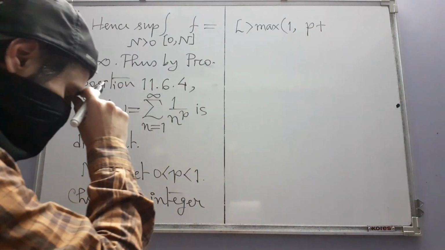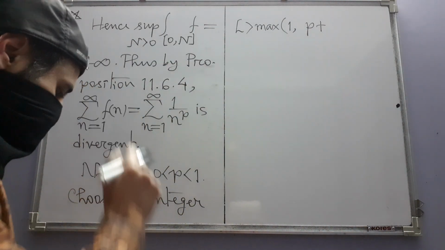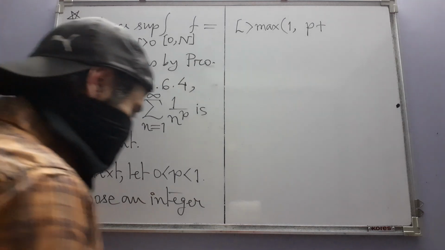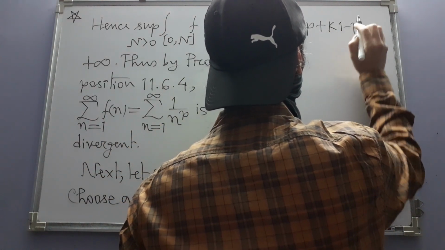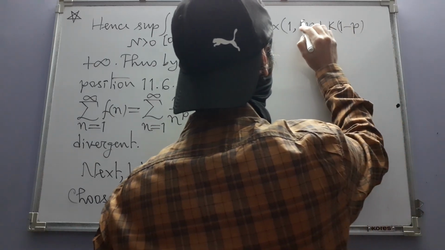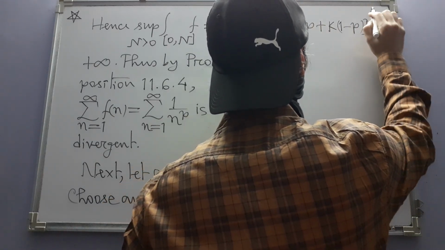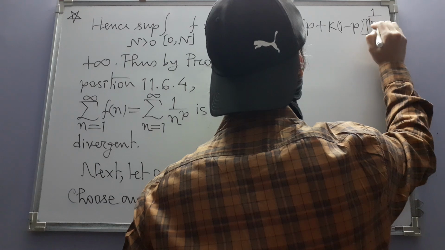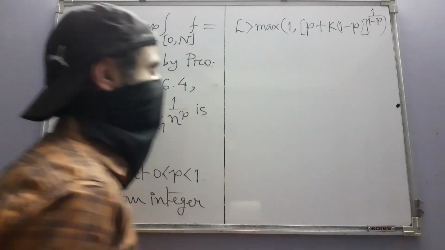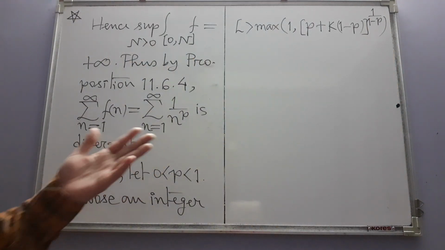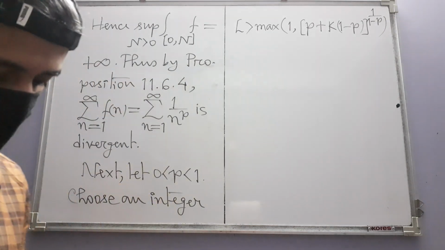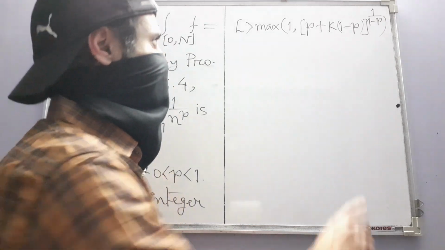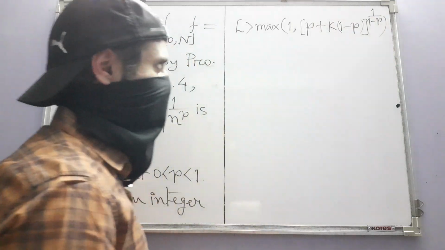plus k times (1 minus p) to the power 1 divided by 1 minus p. We will see why we need such a complicated thing. But before we do anything else though, let us see if this even makes sense.